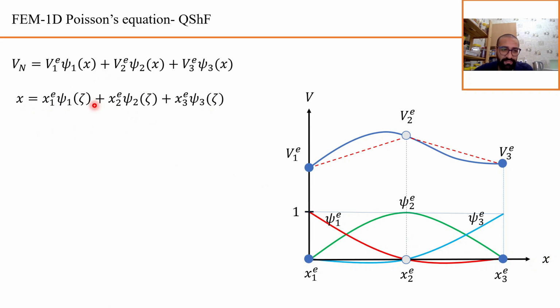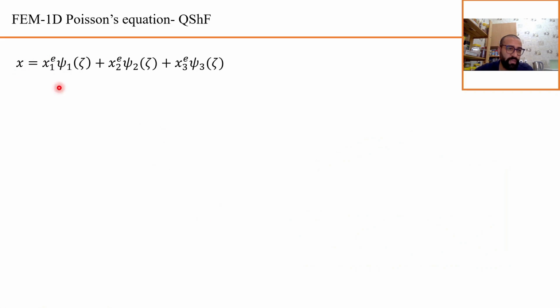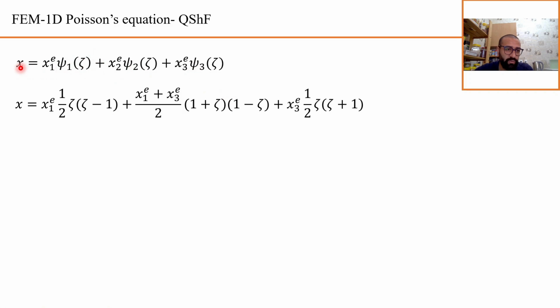But if we use the shape functions in the x-coordinate, there will be nothing interesting. If we use psi1 in the new coordinate, we will derive the same equation that I showed you. How? Let's substitute psi1, psi2, and psi3 in the new coordinate into this equation. As you see, psi1 is 1 over 2 zeta times (2 zeta minus 1), psi2 is this one, and psi3 is this one.